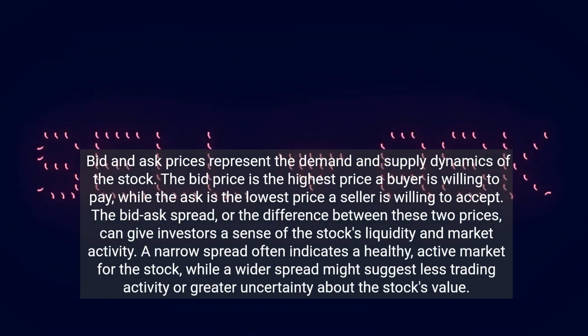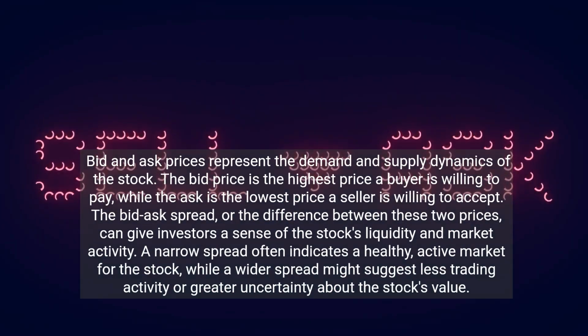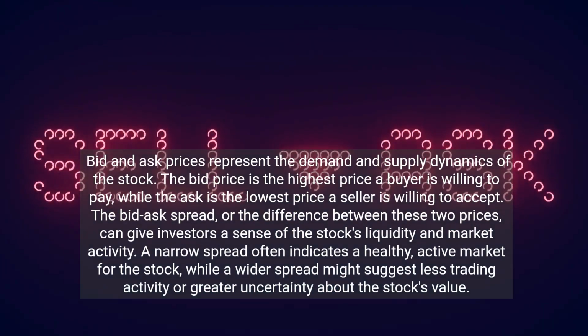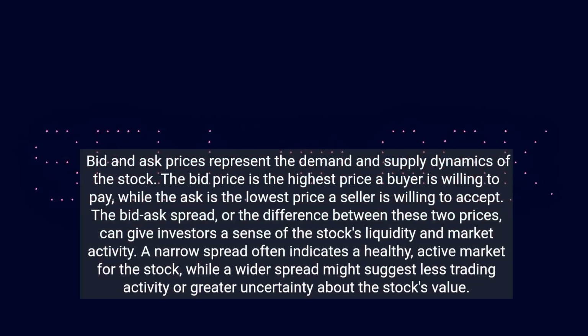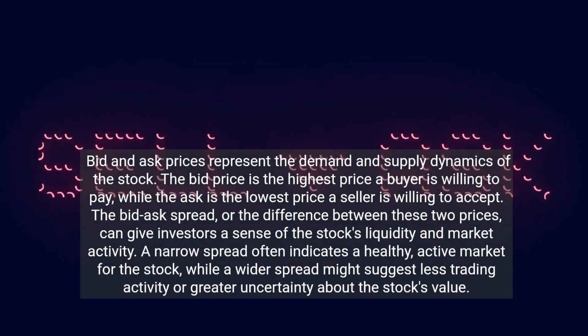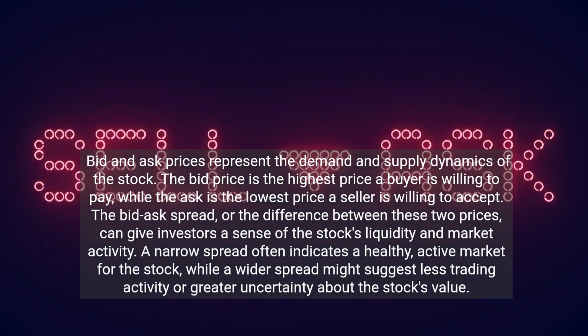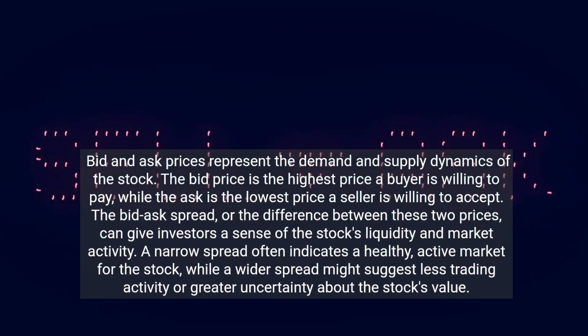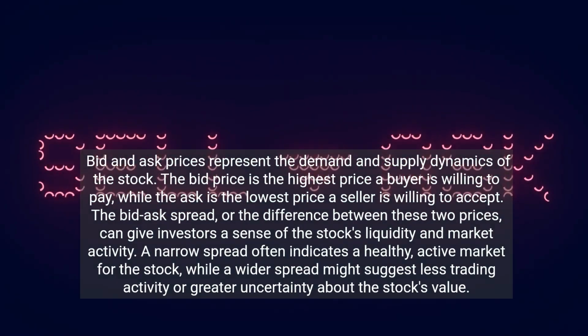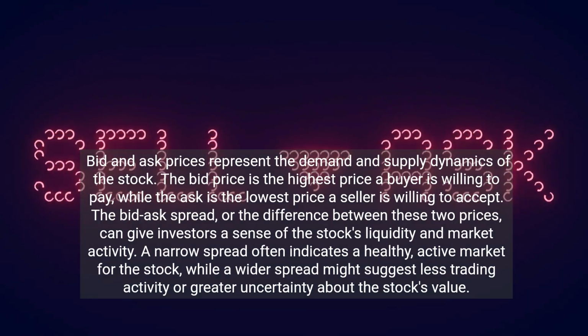Bid and ask prices represent the demand and supply dynamics of the stock. The bid price is the highest price a buyer is willing to pay, while the ask is the lowest price a seller is willing to accept. The bid-ask spread, or the difference between these two prices, can give investors a sense of the stock's liquidity and market activity. A narrow spread often indicates a healthy, active market for the stock, while a wider spread might suggest less trading activity or greater uncertainty about the stock's value.